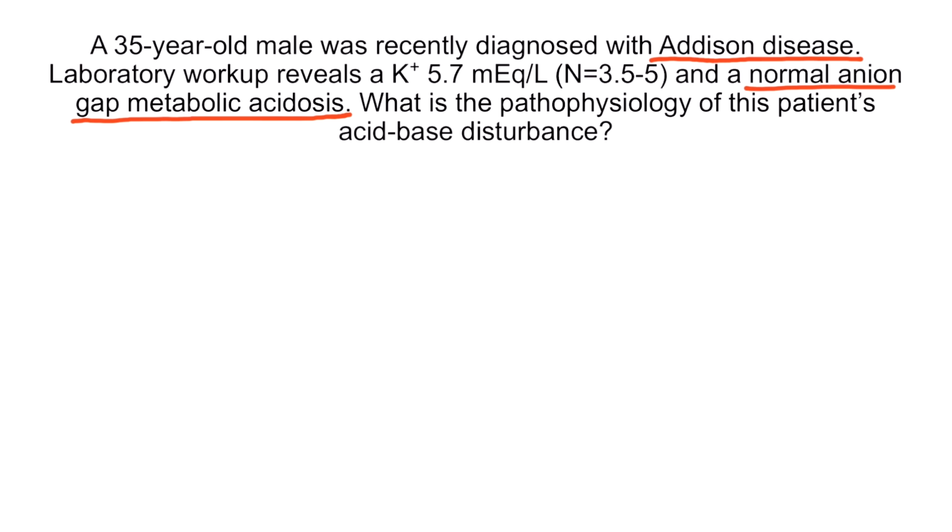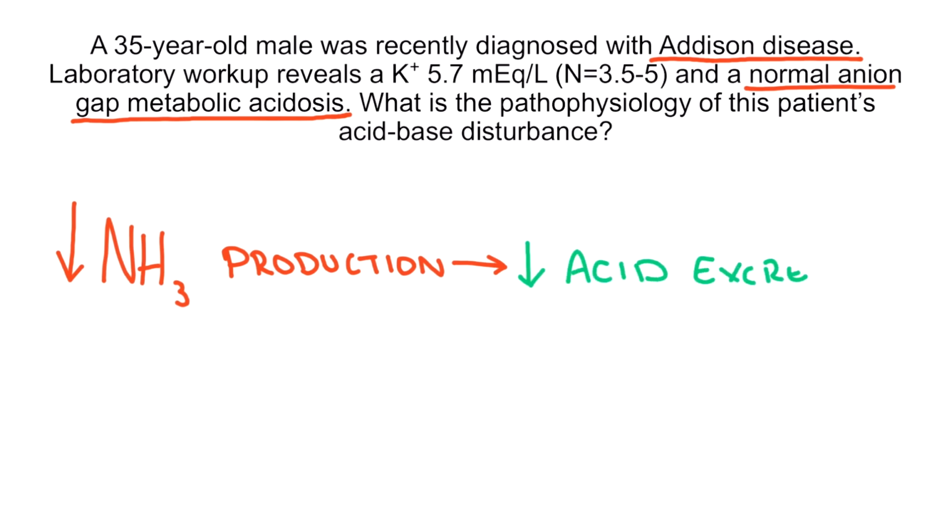So again, let's quickly review the pathophysiology of type 4 RTA. Excessive potassium gets exchanged for hydrogen ions. In other words, potassium enters the cells while hydrogen ions exit the cells. Consequently, increased pH in proximal convoluted tubular cells inhibits glutaminase, which is an enzyme that produces ammonia from glutamine. Decreased ammonia synthesis results in decreased excretion of acid in the form of ammonium chloride. And this is what causes type 4 RTA.